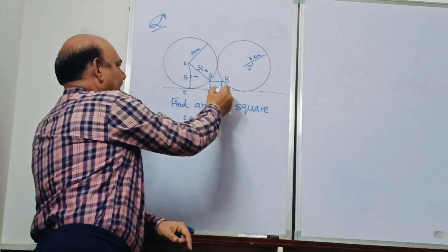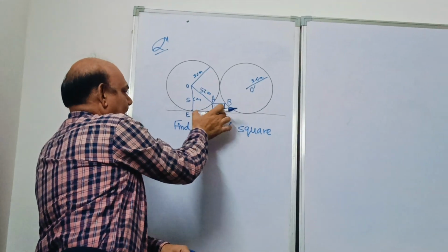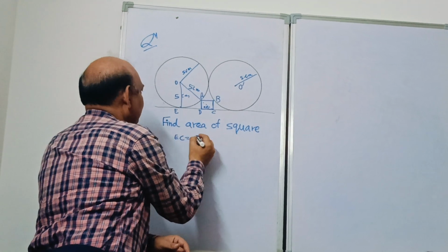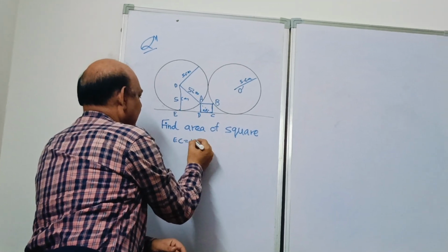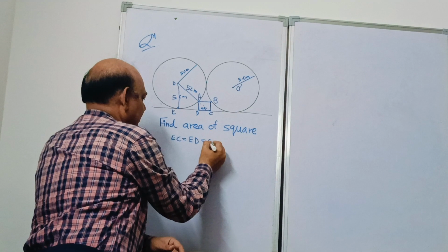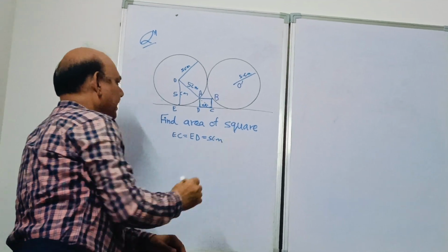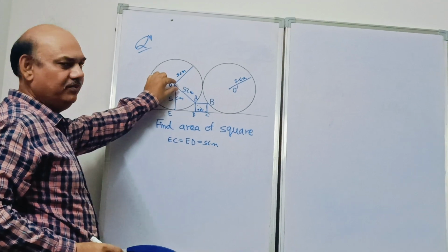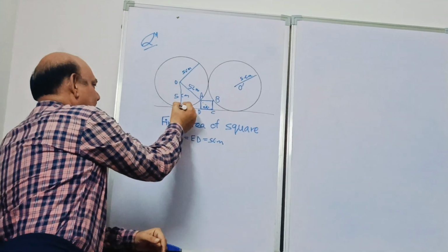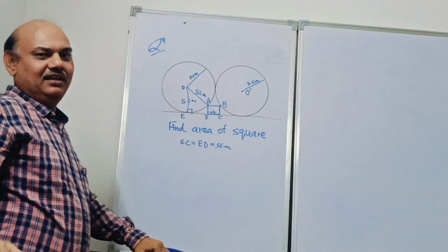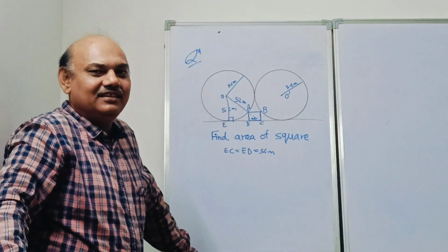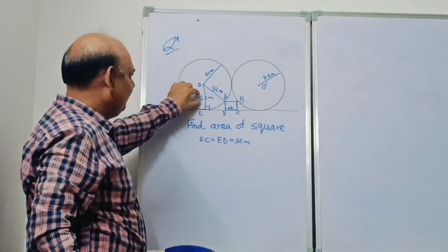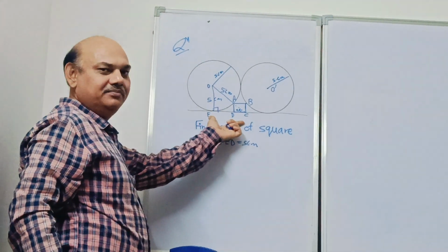It is a diagonal. If it is 5 centimeter, then it is also 5 centimeter. Means EC equal to ED equal to 5 centimeter. Why? Because this angle is 45. That's why this angle is 45. Why? Because this angle is 90 degree. Is it clear? Means if this is 5, then this is also 5.